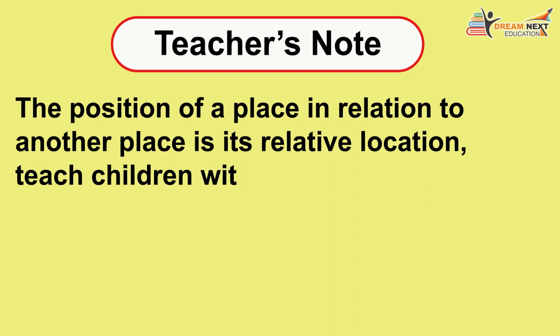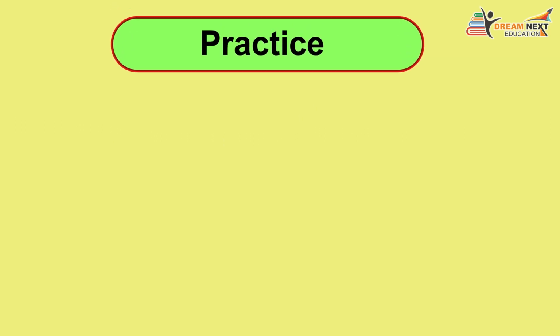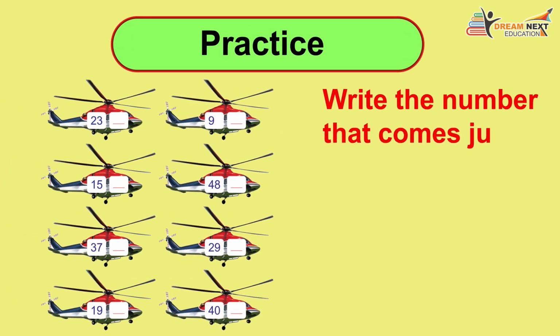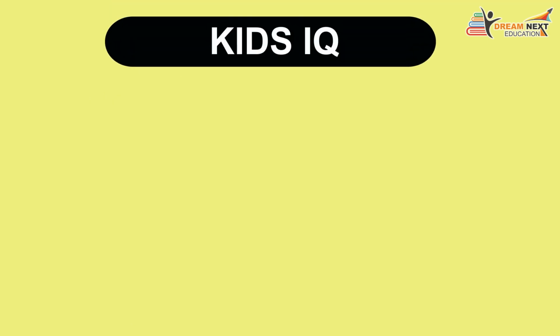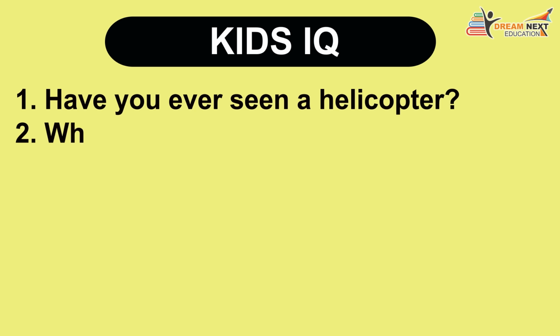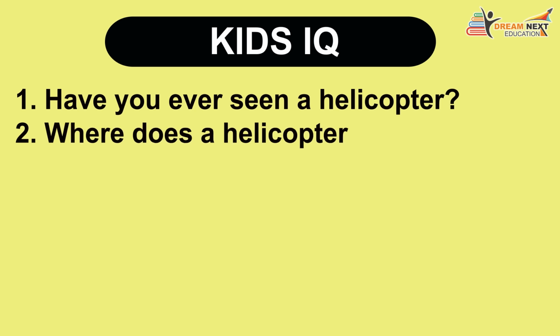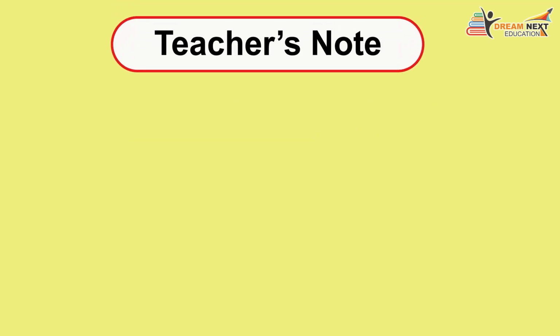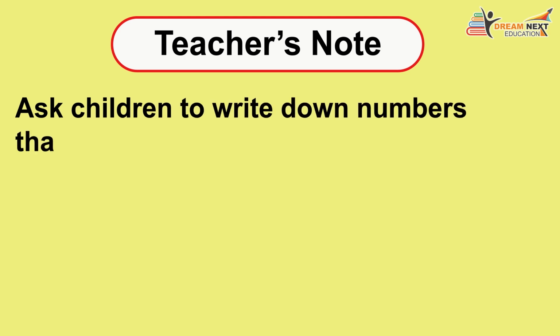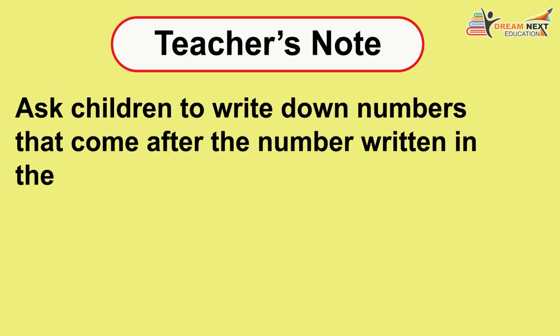Teach children with examples. Practice. Write the number that comes just after. Kids IQ. 1. Have you ever seen a helicopter? 2. Where does a helicopter fly? Teacher's note. Ask children to write down numbers that come after the number written in the box.